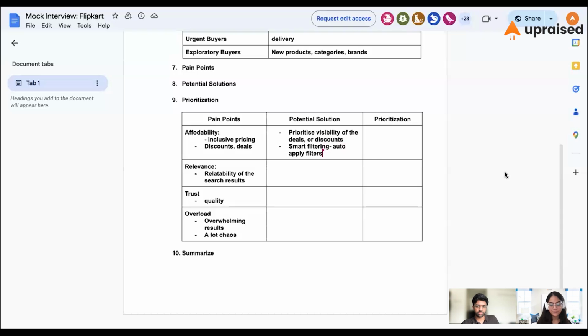We'll continue. Okay. Then talking about relevance. As I gave the example of candles also, how do we actually understand what the user's intent would be?